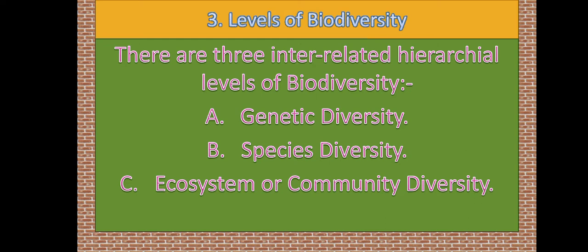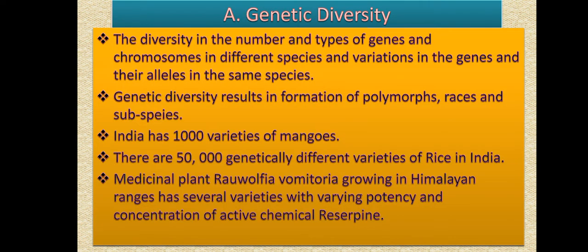Number 1, genetic biodiversity; number 2, species biodiversity; and number 3, ecosystem or community diversity, which is also called ecological diversity. Genetic diversity is the diversification in the context of genes and chromosomal differences. The diversity in the number and the types of genes and chromosomes in different species, and variations in the genes and their alleles in the same species, is known as genetic diversity. Genetic diversity results in the formation of polymorphs, races and subspecies.